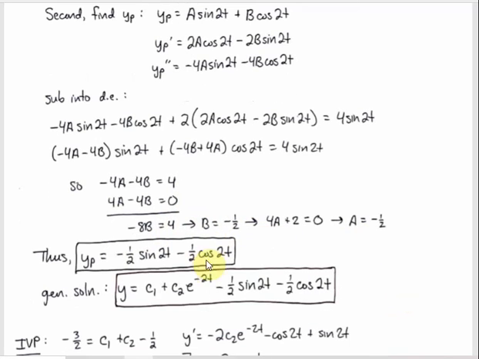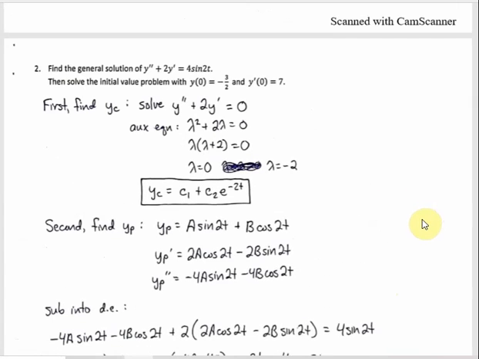So that means that y sub p is this: -1/2 sine 2t minus 1/2 cosine 2t. And then just like before, you get the general solution by adding the complementary and particular solutions together. All right, so there's the general solution. There's also an IVP. Let me scroll back up for a second.